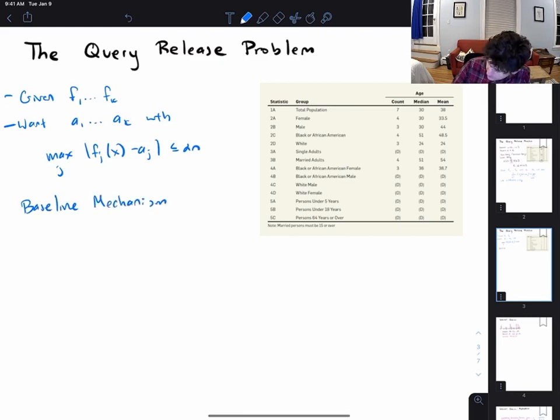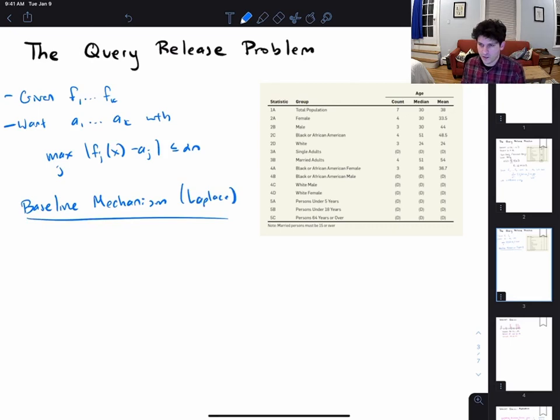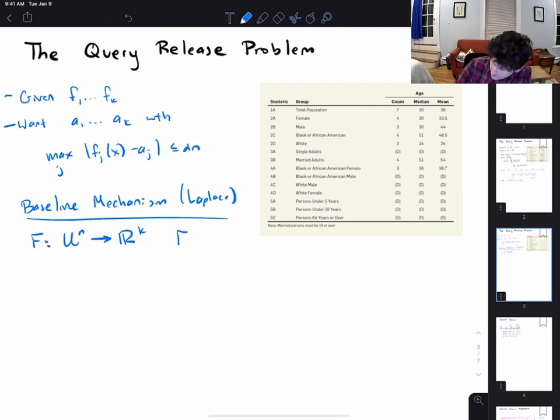The baseline mechanism is the Laplace. And let's think about how to use the Laplace mechanism for this problem. So I can write down one function that takes a data set and outputs a vector of all the answers. That function is going to be f of x, which outputs f1 of x, f2 of x, through fk of x.